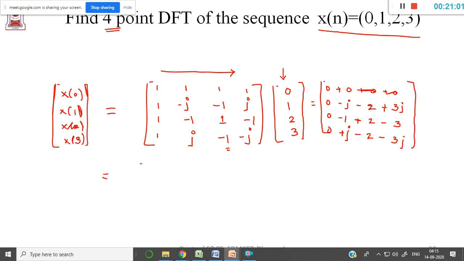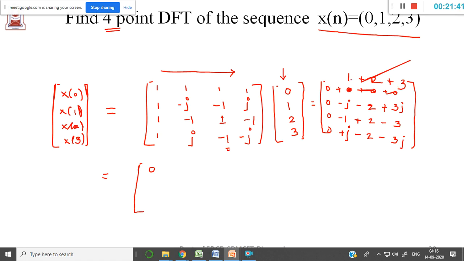Now what is the final answer here? The final answer is, first element is 0, that is X of 0, right? Oh, I'm sorry, I made a mistake. 0 into 1 is 0. So this is 1 into 0 is 0, 1 into 1 is 1, 1 into 2 is 2, 1 into 3 is 3. I'm sorry, I made a mistake.